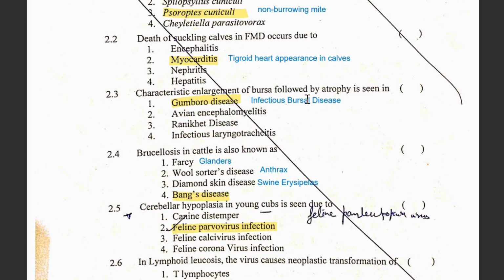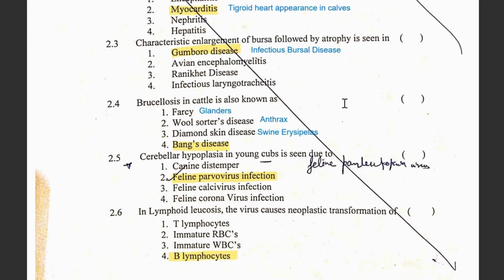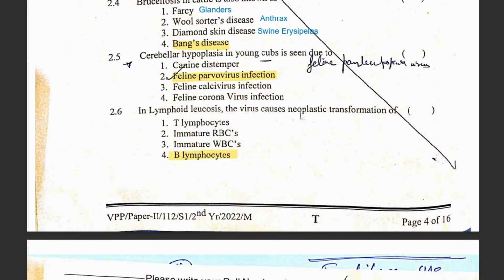Characteristic enlargement of bursa followed by atrophy is seen in Gumboro disease, also known as IBD. Brucellosis in cattle is also known as Bang's disease. Farcy is glanders, wool sorters disease is anthrax, diamond skin disease is swine erysipelas. If anyone knows more synonyms of anthrax, let me know in the comments below.